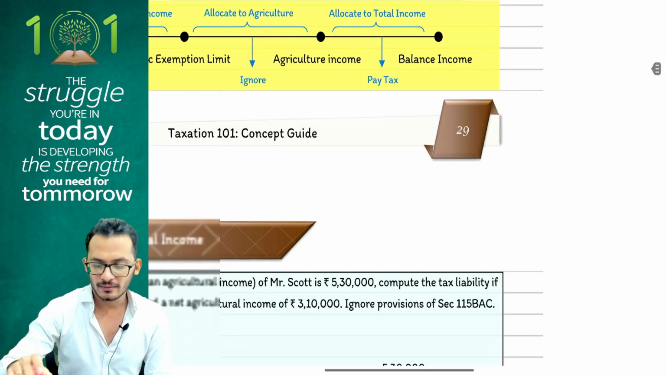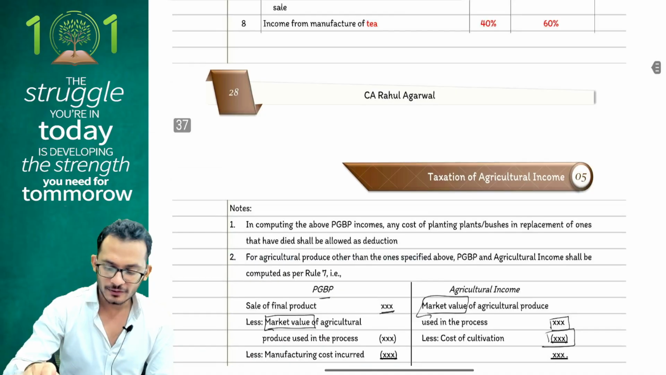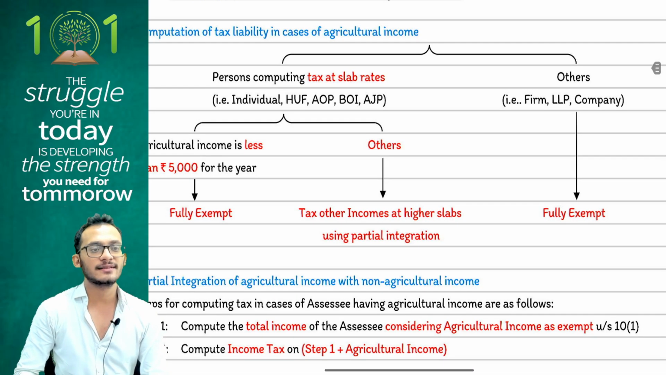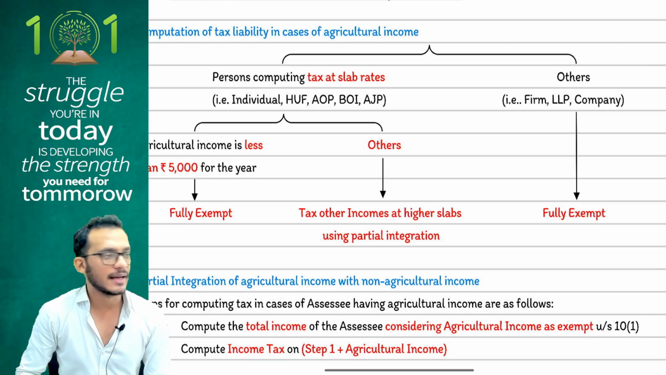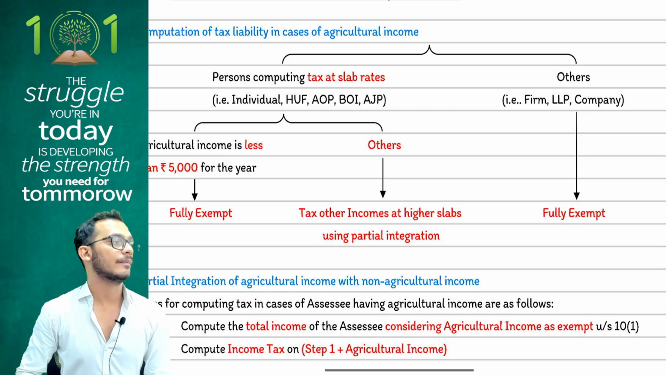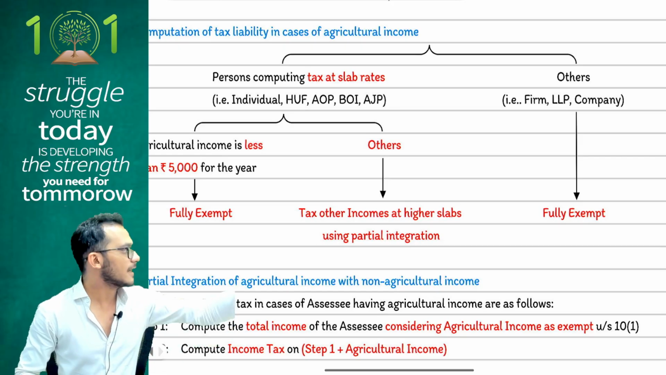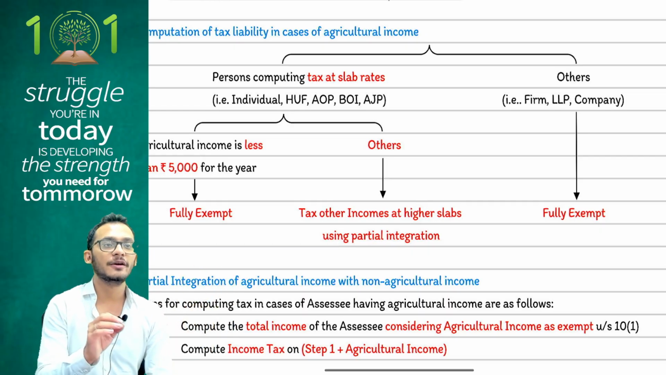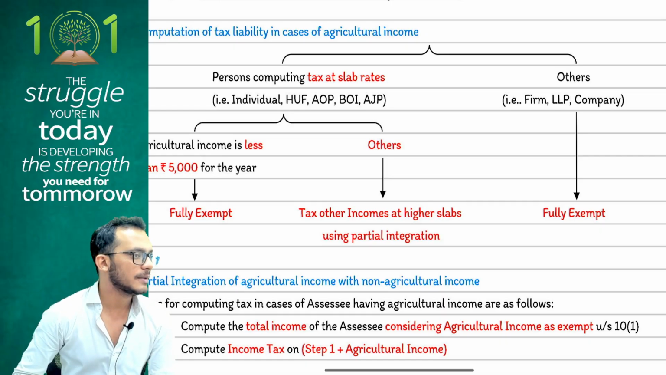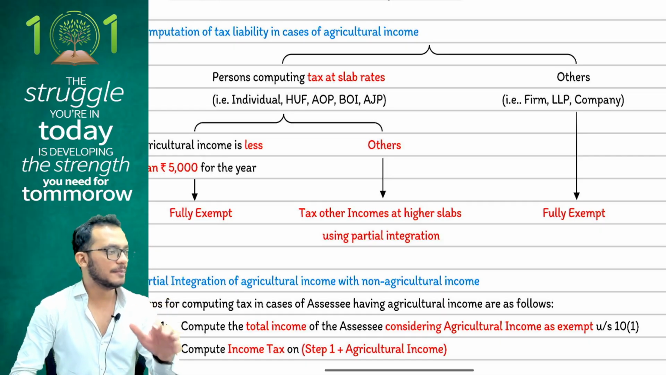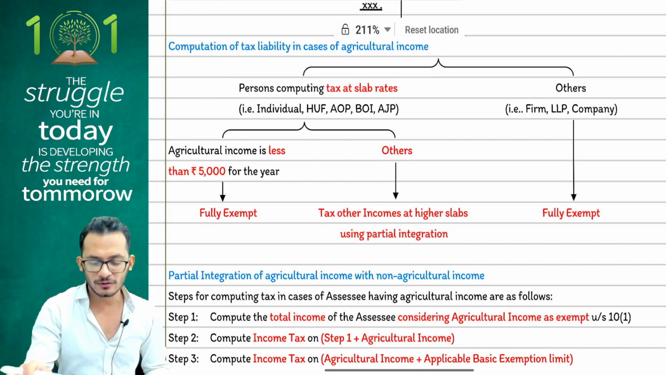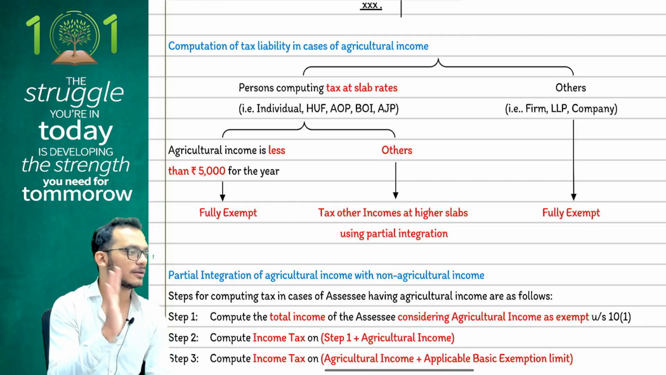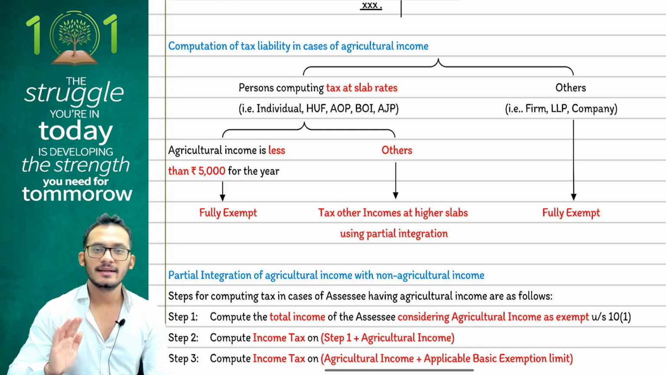Look at the provisions. When it comes to partial integration, income tax, you are going to look at two things. One, are you computing tax at slab, or are you computing tax as per other categories? Other categories meaning companies and firms. If you're a company or firm, income tax doesn't bother itself. It is fully exempt. But if you're a person at slab, I have given you a small benefit, people. If your agricultural income is up to 5,000 for a year, income tax is saying it is chhota, I don't want it. Fully exempt. You can take it as exempt.